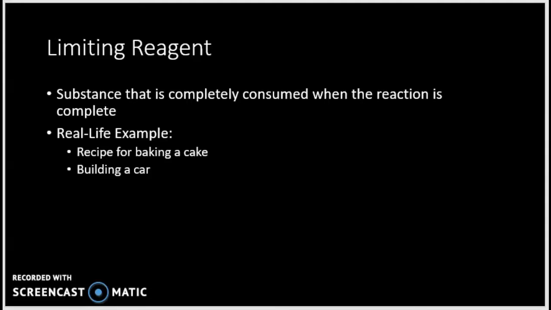If for every one car you need 4 wheels and 1 steering wheel, that pretty much is how much you need to make one car. So let's say that we had 8 wheels but only 1 steering wheel. The steering wheel is acting as our limiting reagent because we cannot make 2 cars if we only have 1 steering wheel. It limits how many cars we can make at one moment.